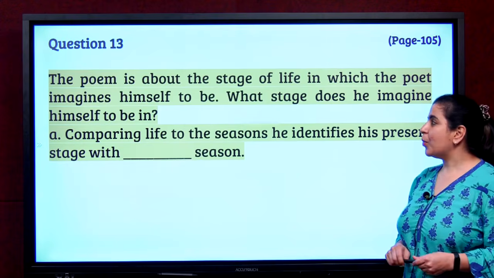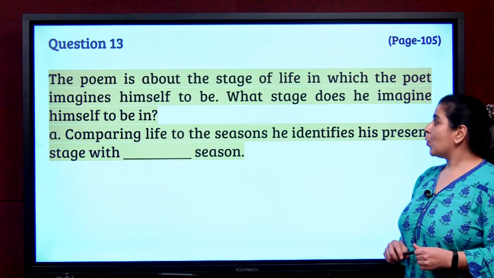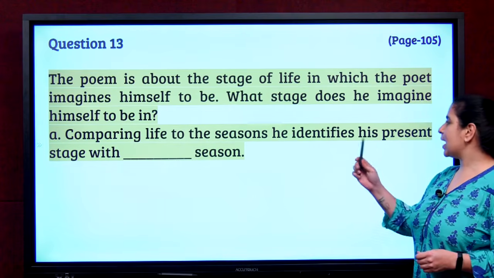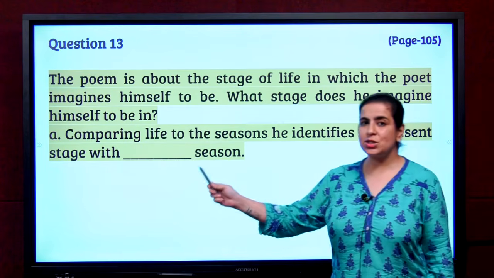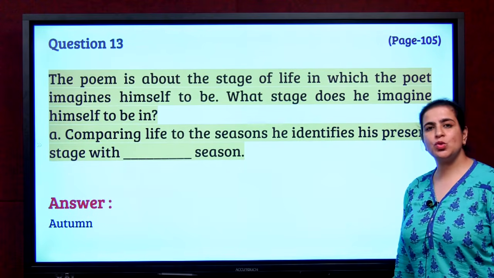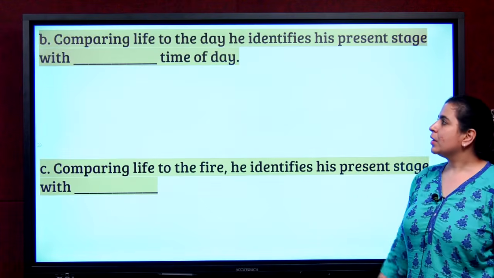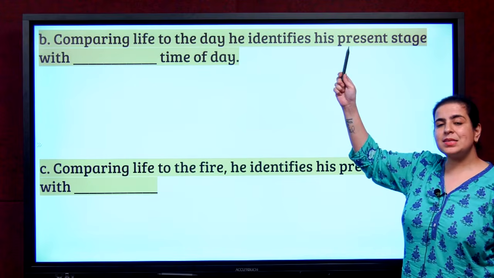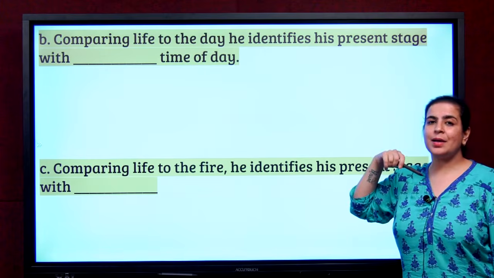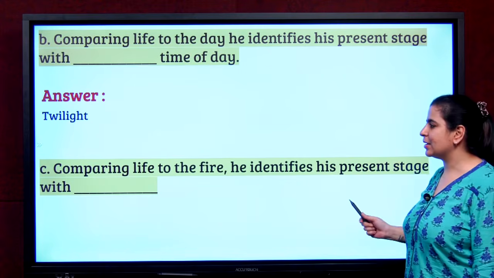Question number 13. The poem is about the stage of life in which the poet imagines himself to be. What stage does he imagine himself to be in? A. Comparing life to the seasons, he identifies his present stage with what season? Autumn season. He's comparing his life to seasons, right? So what season is he comparing? Autumn. Remember that. Comparing life to the day. Now the next stanza compares his life to the day. He identifies his present stage with what time of the day? Yes, it is twilight, just before the darkness sets in.